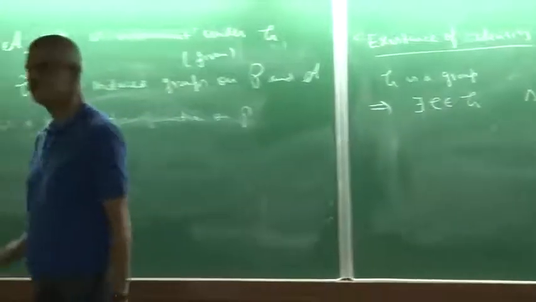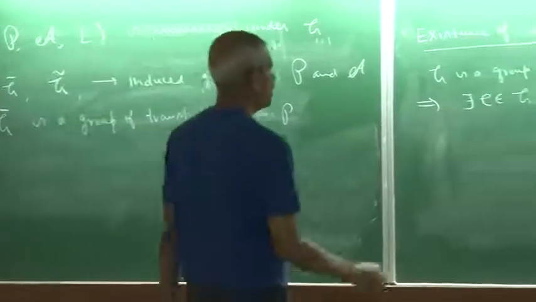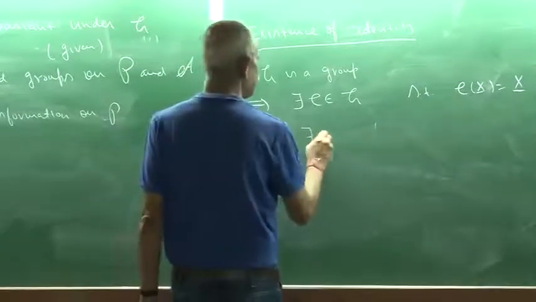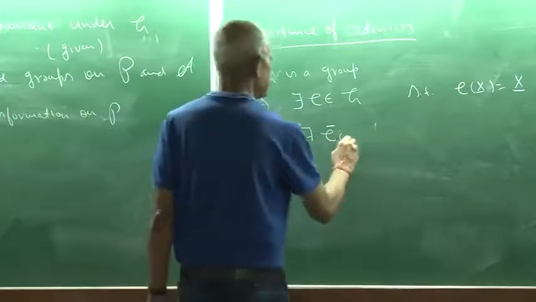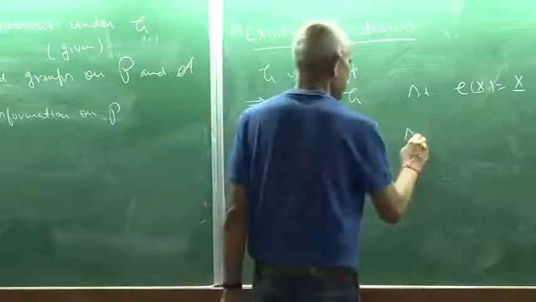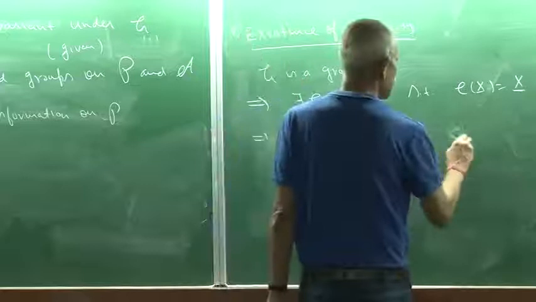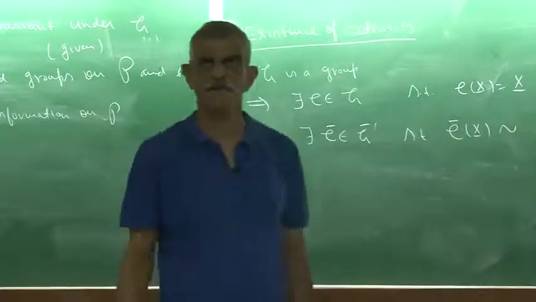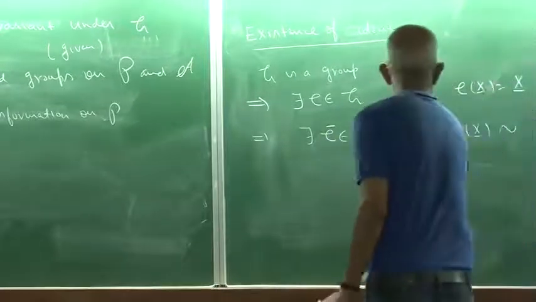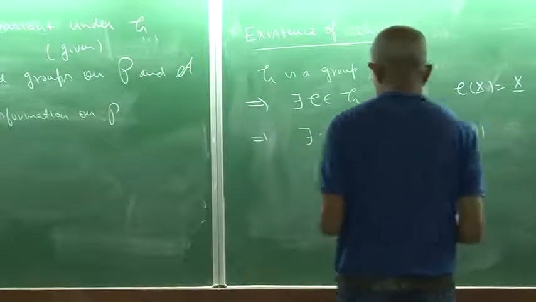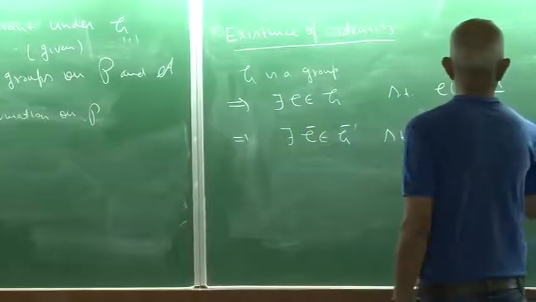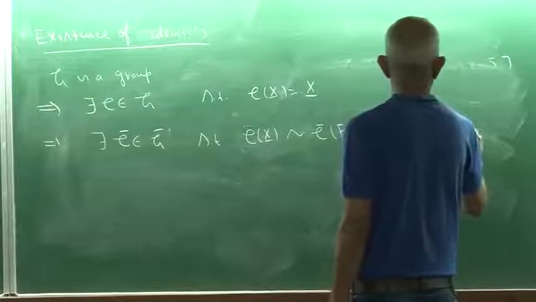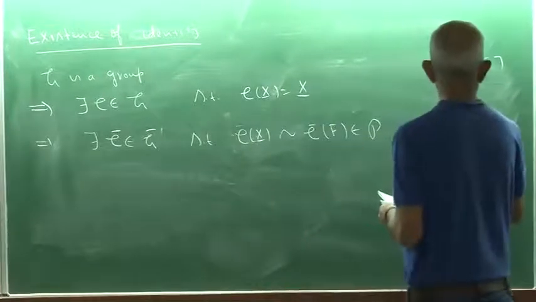Now what is the definition of G bar? G bar says that for every E belonging to G, so for any element in G, this implies that there exists a E bar belonging to G bar such that Ex has a distribution E bar f which belongs to P whenever x has distribution f which belongs to P.